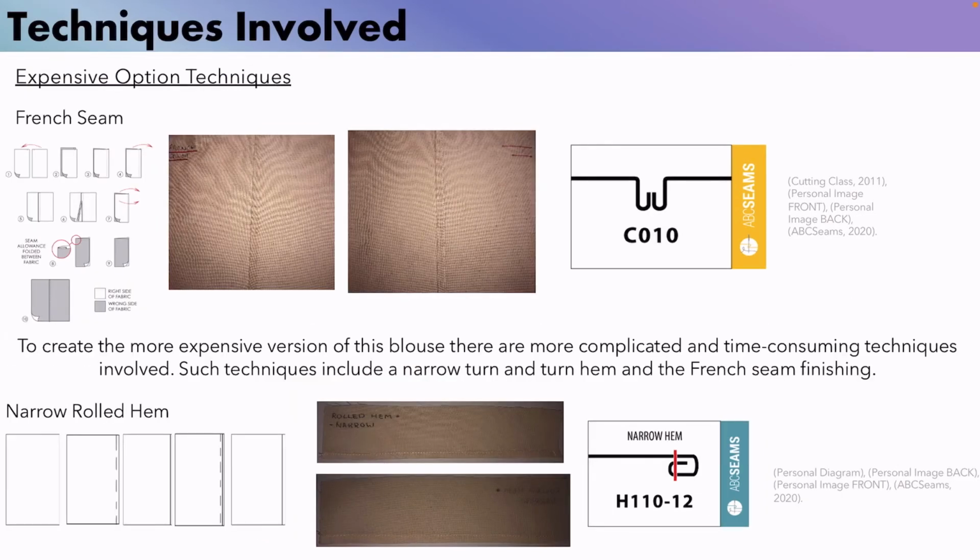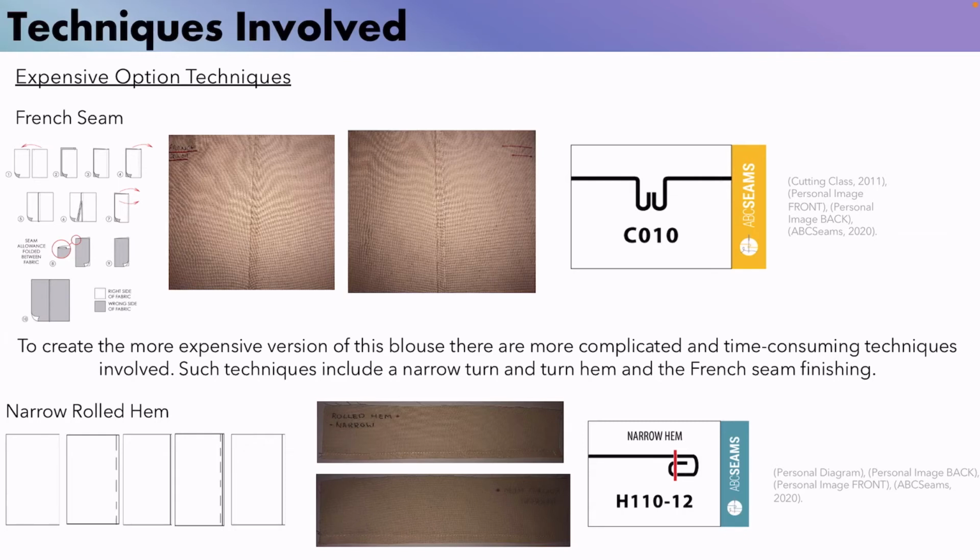To create the more expensive version of this blouse, there are more complicated and time-consuming techniques involved. Such techniques include a narrow turn and turn hem and French seams. One such technique would be the French seam finishes for the seams. A French seam is a type of seam that tucks in the raw edges, leaving a clean and polished look to the finished seam. This is a sewing type that works very well with lightweight, delicate fabric, so it would work perfectly for the more expensive option for this blouse.